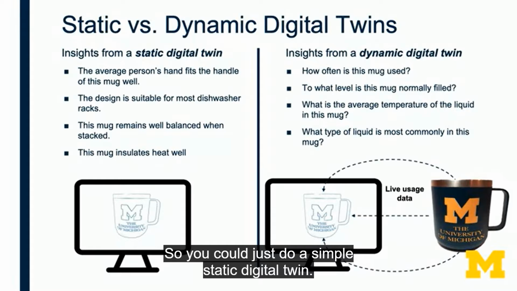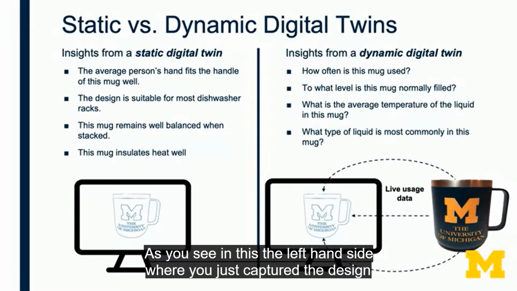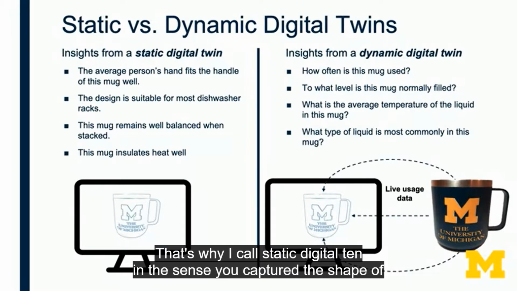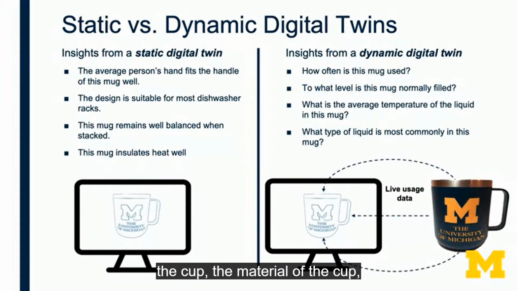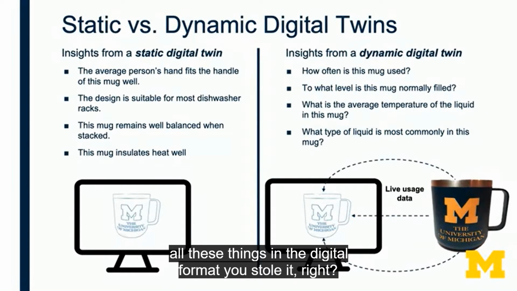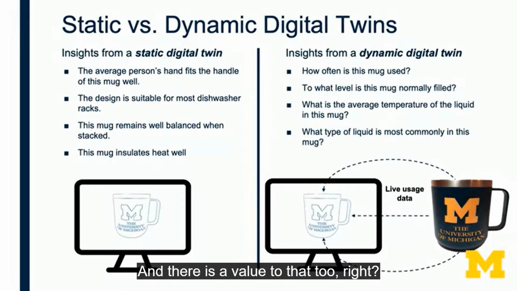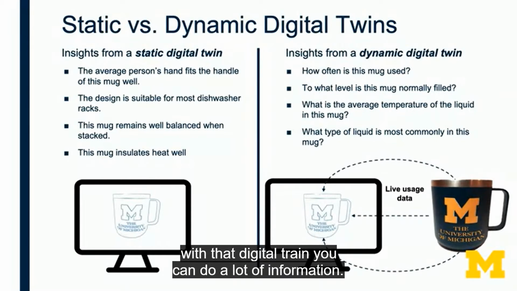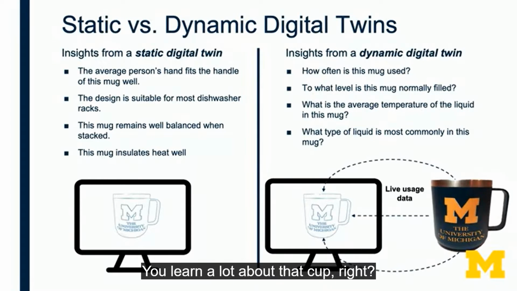You could just do a simple static digital twin, as you see on the left-hand side, where you just capture the design information of the cup in a digital format. That's why I call it a static digital twin: you captured the shape of the cup, the material of the cup, all these things in digital format. You have stored it, and there is a value to that too. Once you have that digital twin, you can learn a lot about that cup.